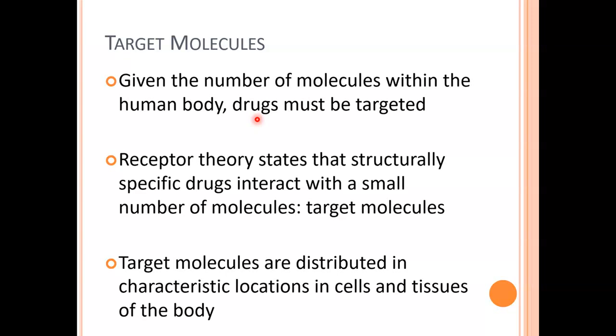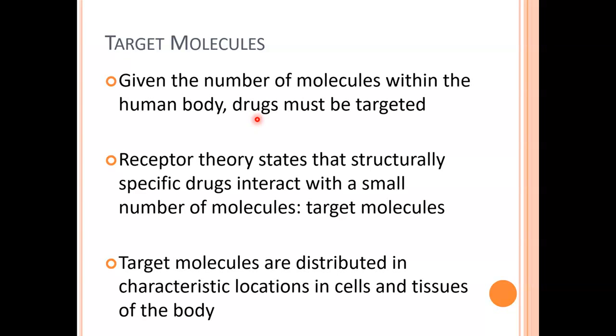Now, target molecules are distributed in characteristic locations in cells and tissues of the body. Basically, there are receptors where they need to be. They are usually on the outsides of cells, which means that once your drug crosses the first membrane from the circulatory system, so in the blood plasma, and goes into the interstitial fluid, which is surrounding the cells, from there, they are just looking at the outsides of the cells and looking for their receptor.